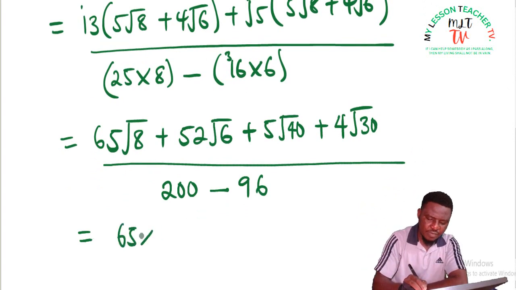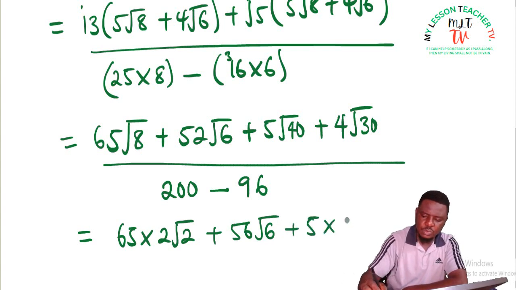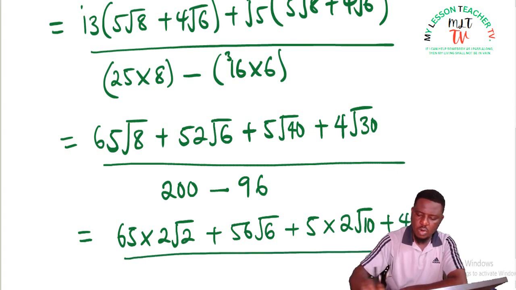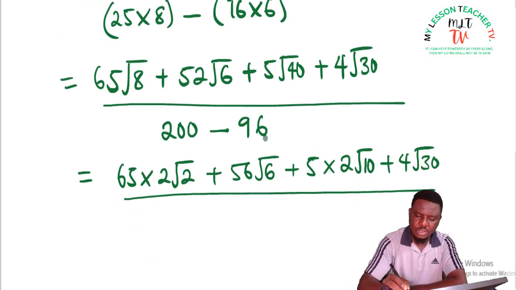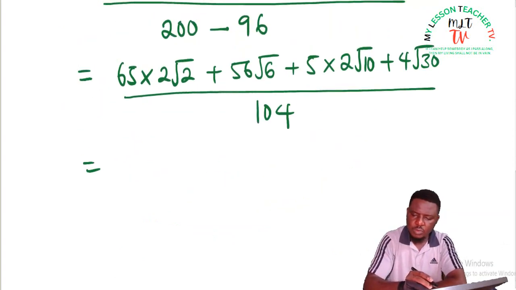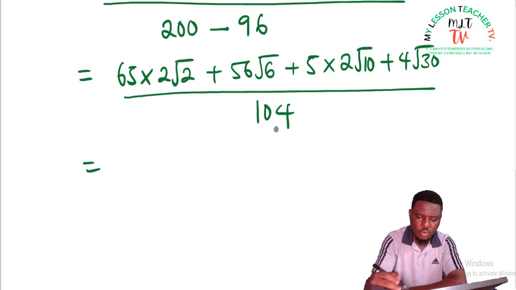Simplifying this further, I have 65 times 2 root 2 plus 56 root 6 plus 5 times 2 root 10 plus 4 root 30, all divide by 200 minus 96 gives us 104. This can be simplified further. We can't collect terms at the numerator, but we can factorize out 2. So 2 is common at the numerator. So instead of factorizing out 2 before you divide, you can use 2 to divide every term in the numerator as well as the denominator.